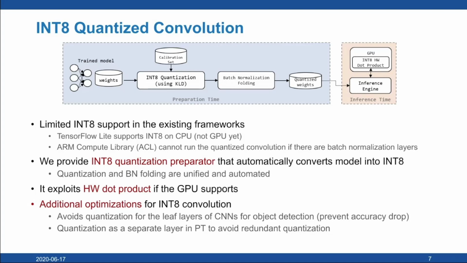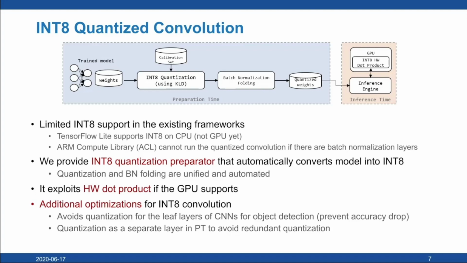In this work, we provide full support for int8 quantized convolution on mobile GPUs. First, our framework includes an automatic int8 quantization tool that converts FP32 data into int8. Once the user provides a pre-trained model and calibration dataset, our int8 quantization preparator converts the data using KLD and folds batch normalization layers into convolution layers.